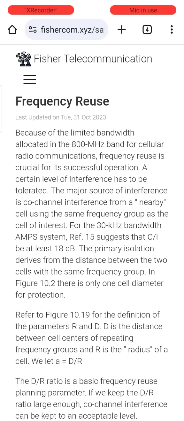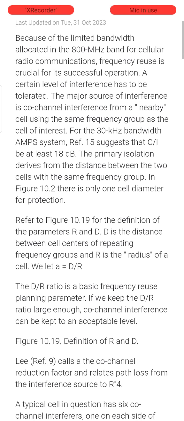The primary determinant is the distance between the two cells with the same frequency group. Refer to figure 10.19 for the definition of the parameters R and D. D is the distance between cell centers of repeating frequency groups and R is the radius of a cell. We let alpha equal D over R. The D over R ratio is the basic frequency reuse planning parameter.